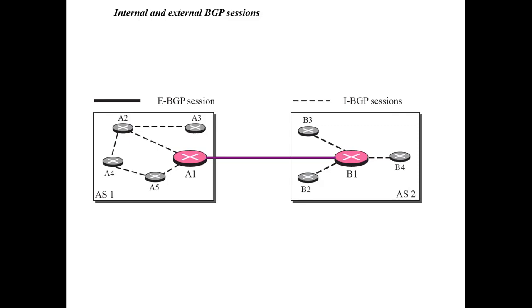In the given scenario, suppose A4 in autonomous system 1 tries to transfer data to B4. A4 exchanges information with B4. Here the source is A4 and the destination is B4. First, the communication is within autonomous system 1: A4 transfers the data to A1.